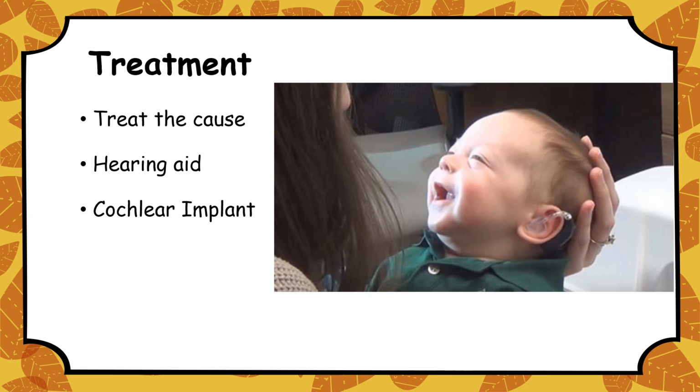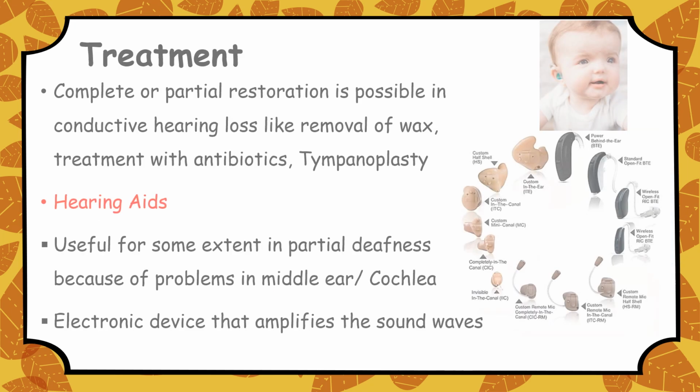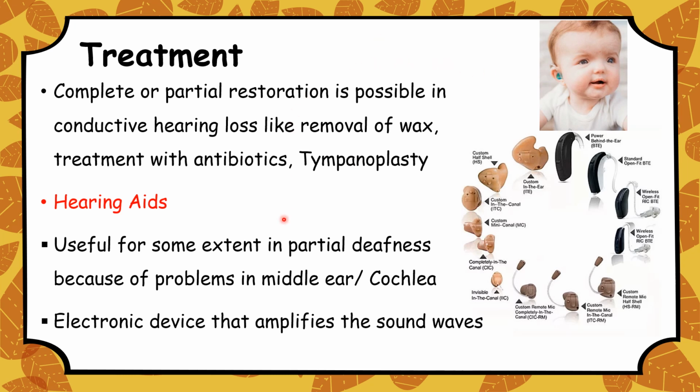Treatment for hearing loss: we have to treat the cause, and hearing aids can help, and also the cochlear implant. Let us see one by one. Conservative treatment: there can be complete or partial restoration of hearing in conductive hearing loss, like removal of wax, and treating infection with antibiotics. If there is damage to the eardrum, we can do tympanoplasty.